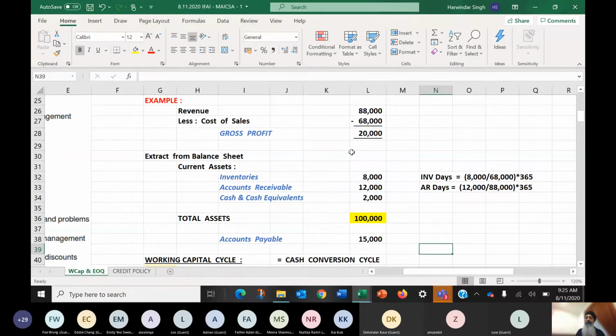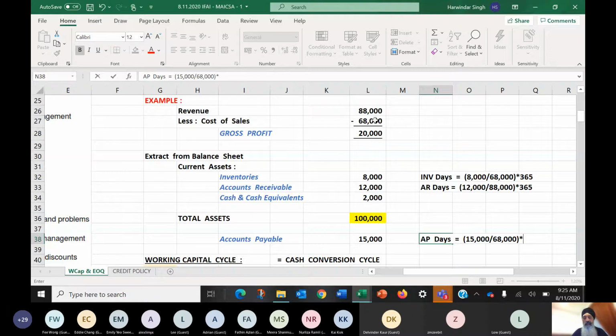And accounts payable would be the same thing. You would take AP days, which would be equal to 15,000. If I have purchases, good, but here I have cost of sales only, so that's fine. I will use cost of sales and again multiply by 365. This will tell me on average how long I take to pay my creditors, my trade creditors. So accounts payable is another word for trade creditors.